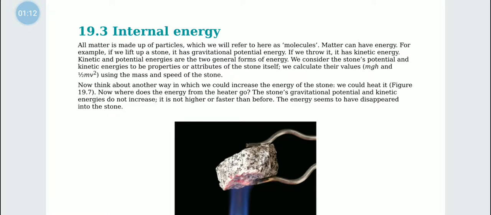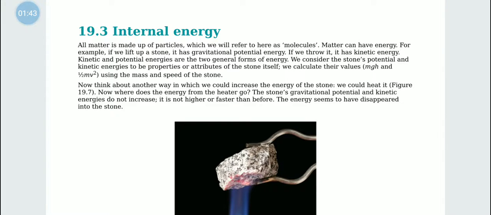Yeah, and this matter can have energy, right? And so this energy can be of two different forms: kinetic energy and potential energy. So you know how to find them both, and you know the equations. So the sum of their values, mgh and half mv squared, will give us the internal energy, right?